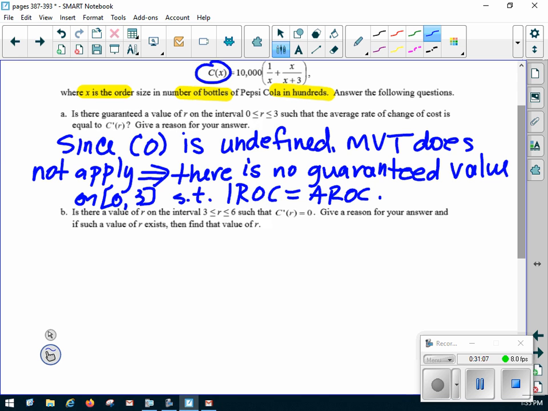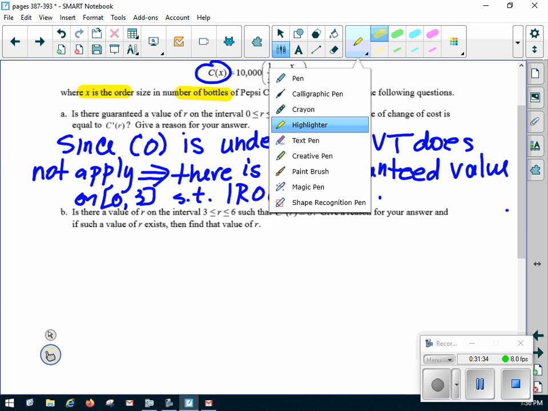Is there a value of R on the closed interval 3 to 6 such that C prime of R equals 0? Yes. What theorem? Look, is there a value?